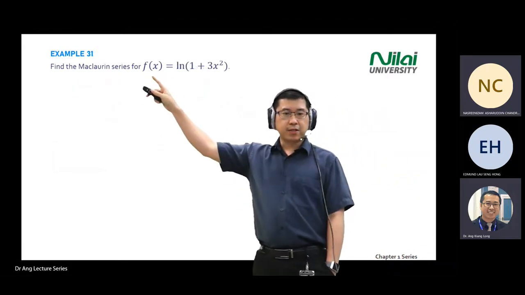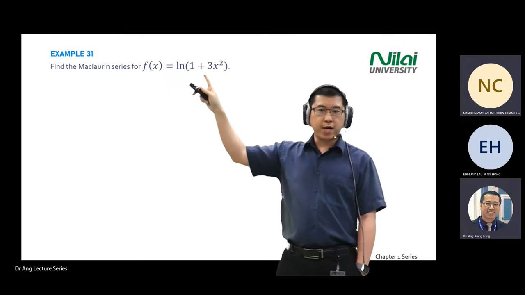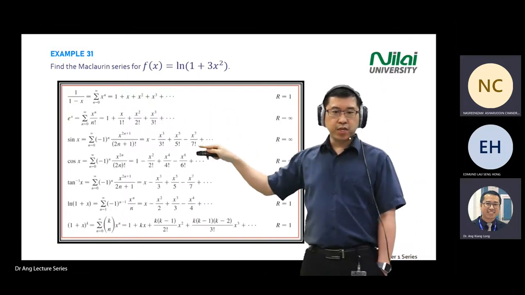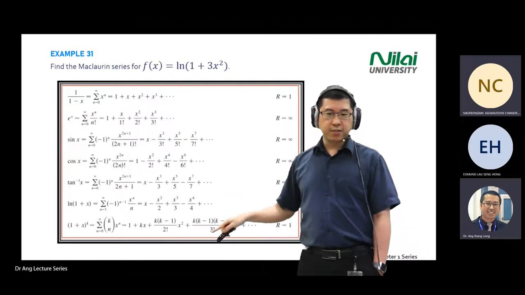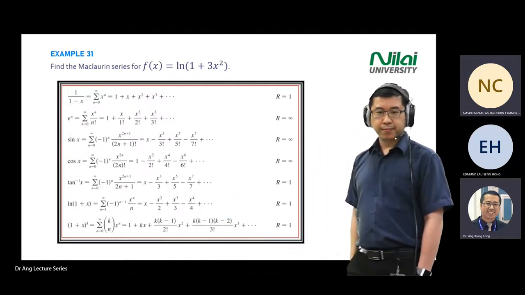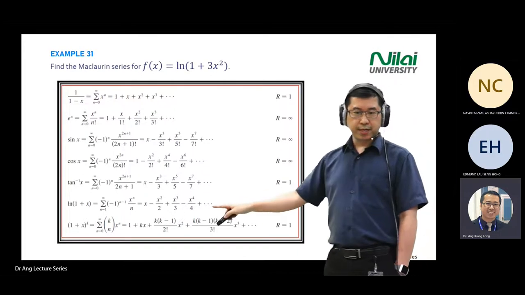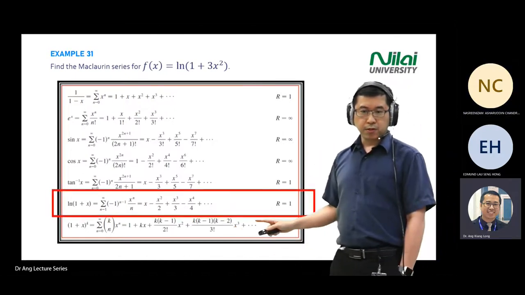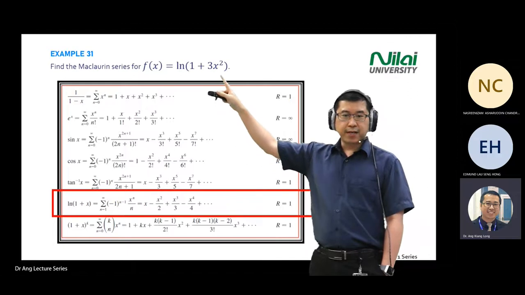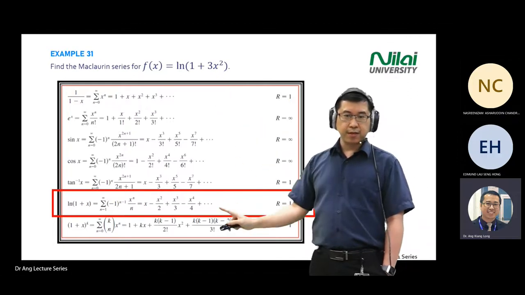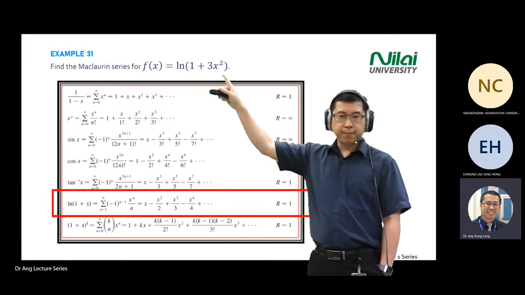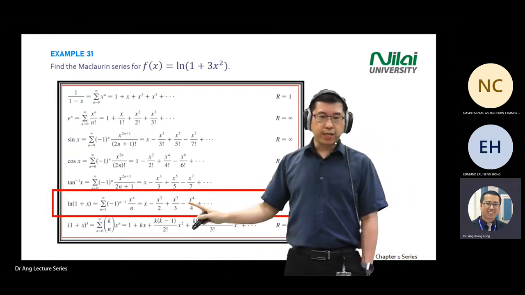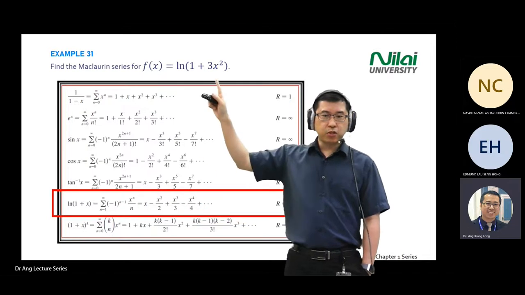Now, example 31. The function is ln 1 plus 3x power 2. You have table equations 1, 2, 3, 4, 5, 6, 7. Which equation to use, Nizam? Equation 6. We choose this one. But you have to modify a little bit based on the pattern. What is different? 3x power 2, but in the table you only have x. So basically you replace x in the equation with 3x power 2.